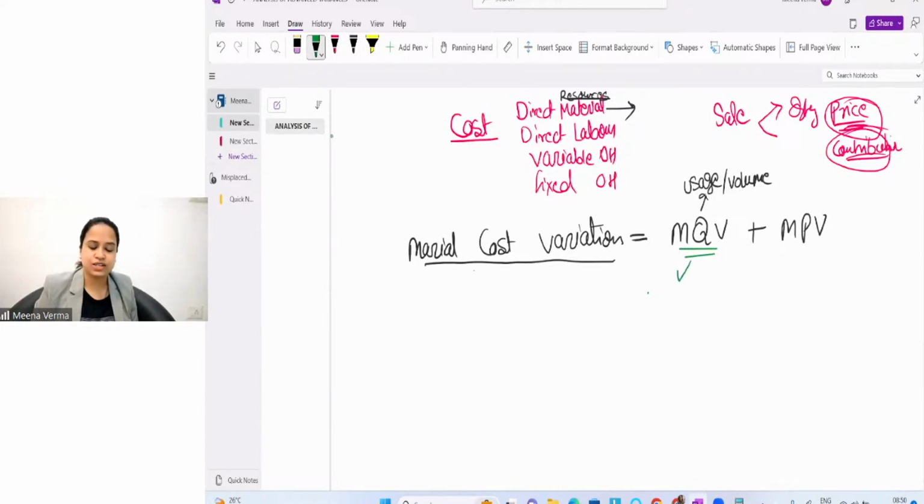Quantity variation is what? Standard quantity minus actual quantity into standard price. This is the material quantity variation. Acha. Then ma'am, what is this material price variation?